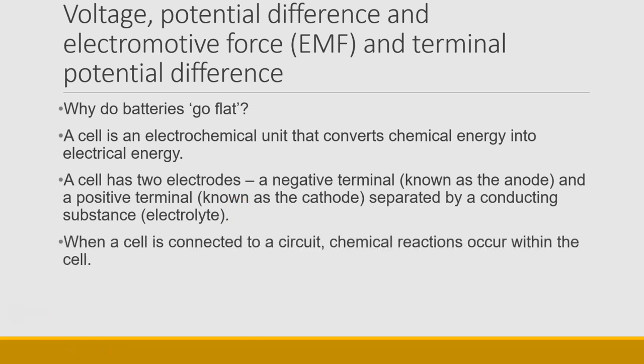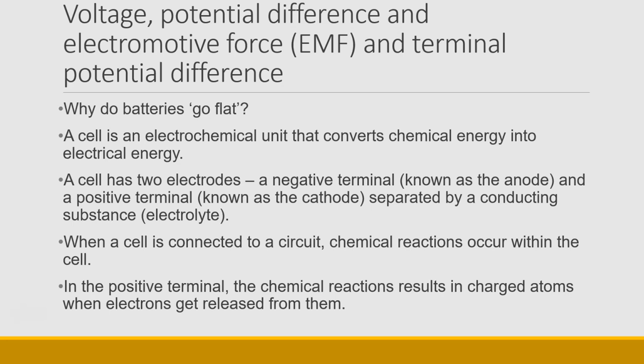A cell is designed with chemicals in it so that when that cell is connected to a circuit, chemical reactions take place within the cell. Now, in the positive terminal of the cell, chemical reactions take place, and those chemical reactions result in the formation of charged atoms, and electrons get released from those charged atoms. Now, those specific chemical reactions are called redox reactions, which we touch on very, very briefly in grade 10, but we learn about in great detail in grade 11.